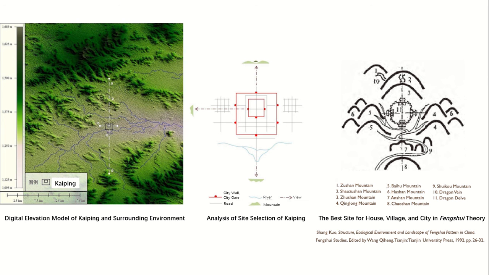In fact, at the first stage of the construction of Xanadu, the site selection of Caping City not only satisfied the demands of Mongolian nomadic lifestyle, but also followed the traditional Chinese feng shui theory for site selection. The picture on the right shows the best site for house, village, and city in feng shui theory, which is similar to the analysis of site selection of Caping City.